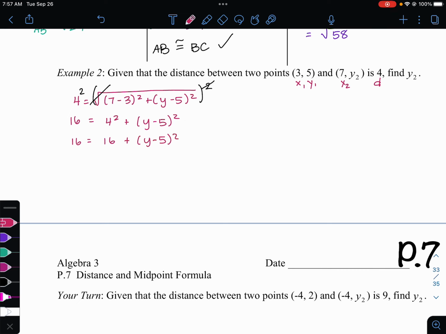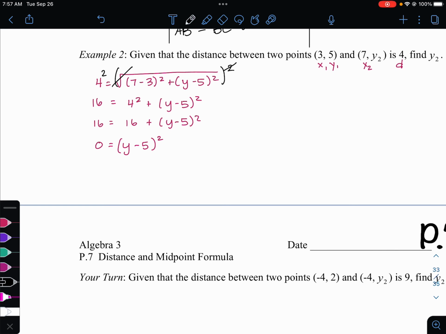And now I need to subtract 16 from both sides. So I get 0 equals (y minus 5) squared. Now I need to get rid of that squared. The opposite of squaring is the square root.